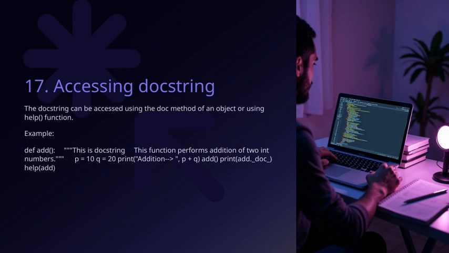For example, suppose we have a function called add, and inside it, we include a docstring that explains what the function does, in this case, performing the addition of two integers. When we define the function, we can then call add.__doc__ to see the docstring directly, or use help(add) to get a detailed description. This approach makes your code more understandable and helps others, or even your future self, quickly grasp what each part of your code is intended to do. Remember, well-written docstrings and knowing how to access them are key practices in writing clear, maintainable Python code.